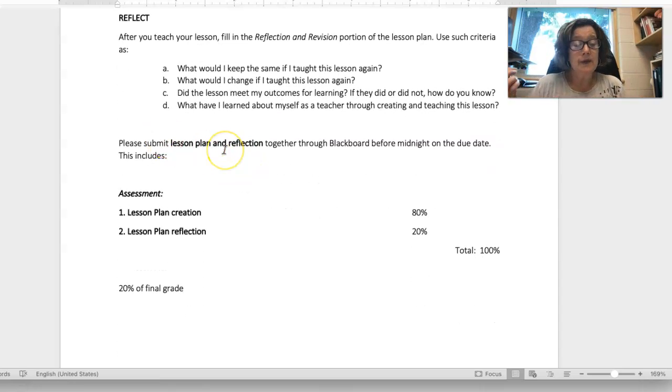Please submit the lesson plan and reflection together. Just put your reflection right on your lesson plan and submit that through Blackboard before midnight on the due date. It is due at midnight on the same day that you teach, but the reflection really should take you about 15 minutes. You'll know what went well and what didn't go well. And you can just write it as, this took way shorter time than I thought. Next time I would blah, blah, blah. I don't think that's going to be a big issue.